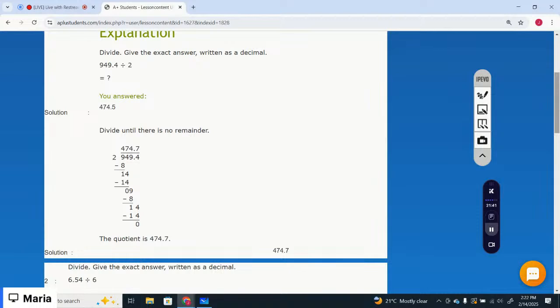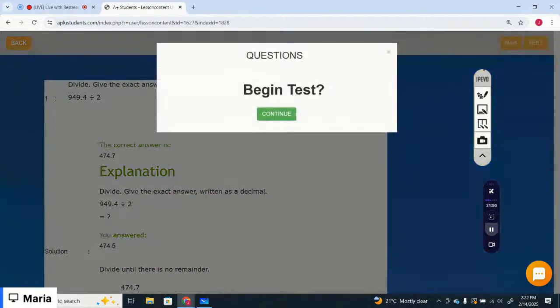Then you need to bring 9 down. 2 times 4 is 8. 9 take away 8 is 1 and bring 4 down. 2 times 7 is 14. That is 474.7. Let's just start with the test questions.